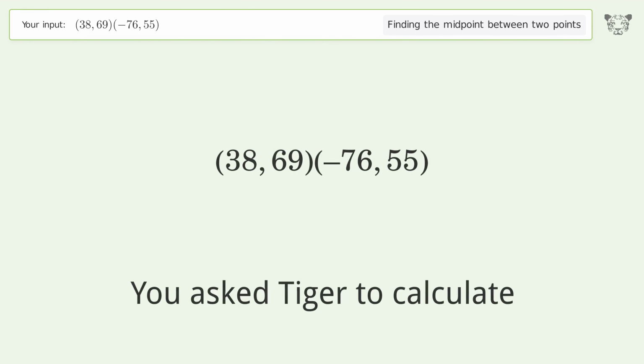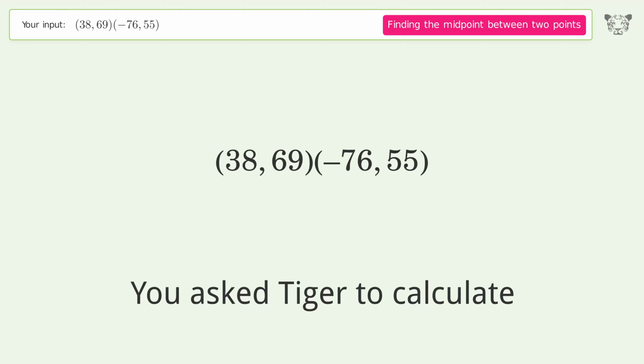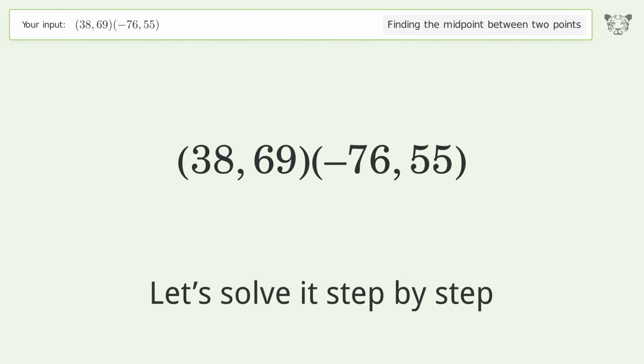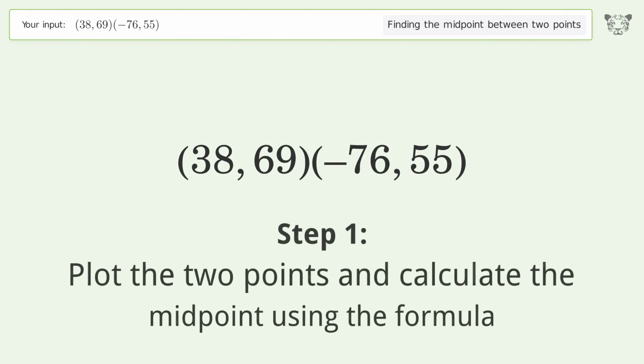You ask Tiger to calculate. This deals with finding the midpoint between 2 points. The midpoint between the 2 points is negative 19, 62. Let's solve it step by step. Plot the 2 points and calculate the midpoint using the formula.